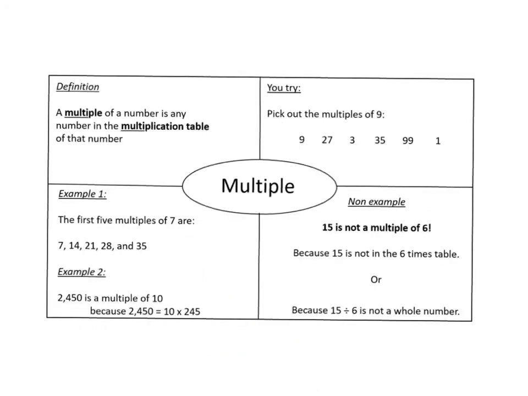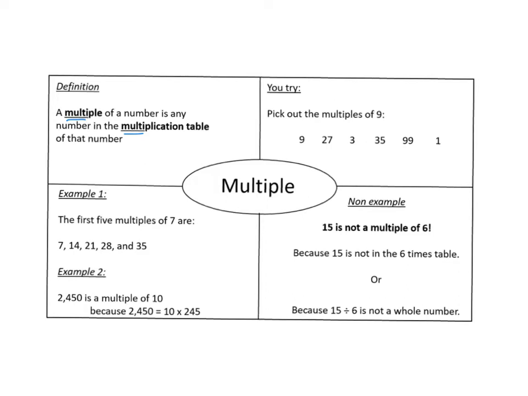You may have noticed on the last slide, it said, look at this Frayer model. This is what a Frayer model is. It just gives you lots of different information. So definition: a multiple of a number is any number in the multiplication table of that number. And notice both of those words start with multi, because there's lots of them. If there's multi something, there's lots of them. Multiple things, lots of them.